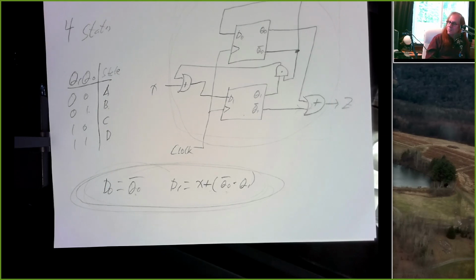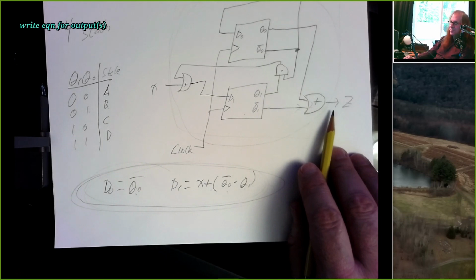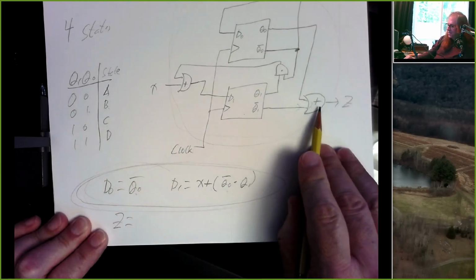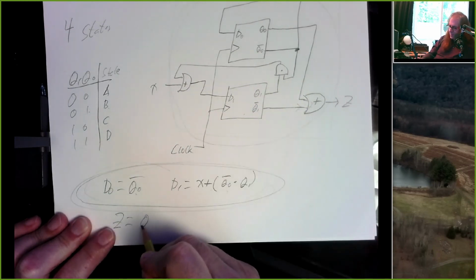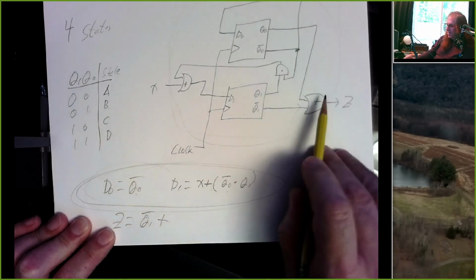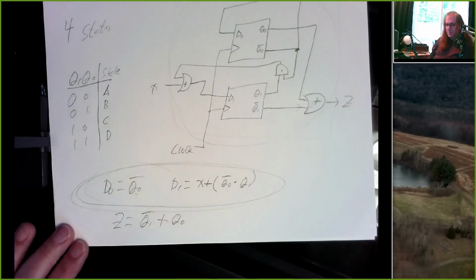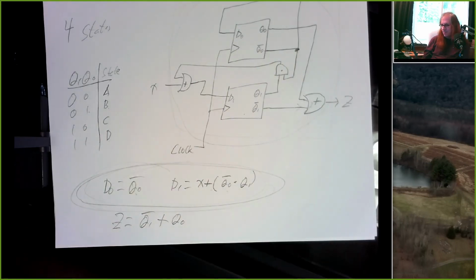All right, and while we're in the mindset of writing equations, let's write an equation for the outputs of the circuit. In this case, we have a single output, Z, and Z is an OR gate, and one of the inputs is Q1 bar, and the other input is Q0. So there's an equation for Z.